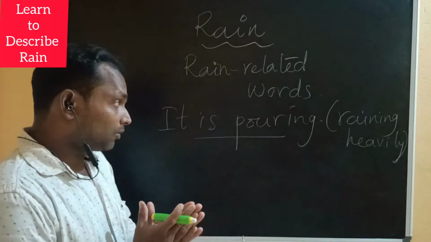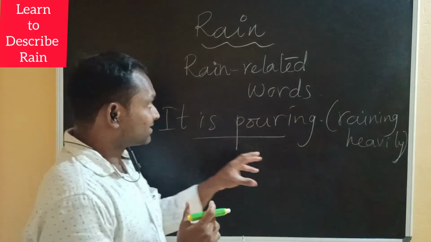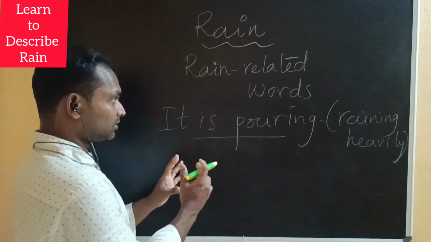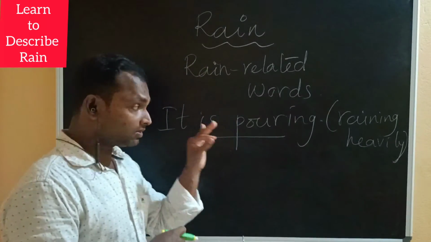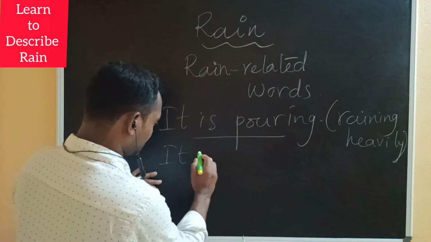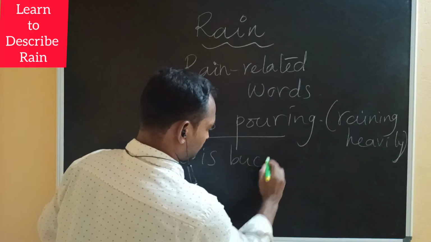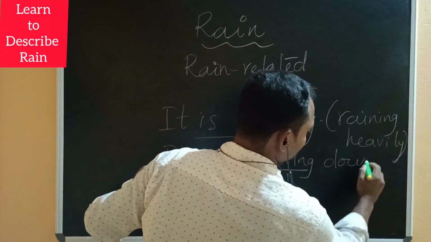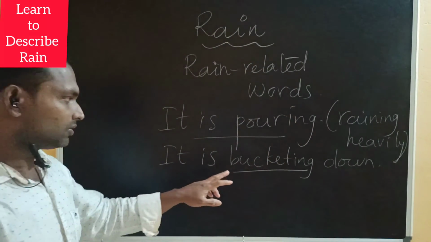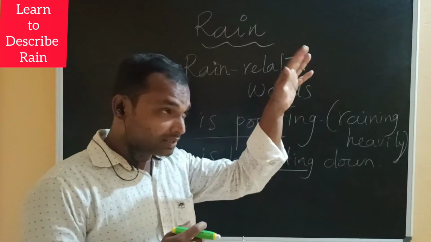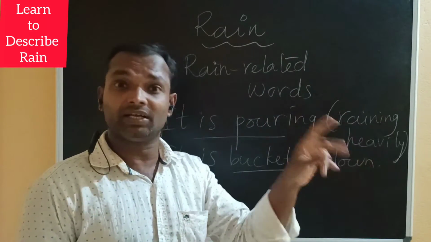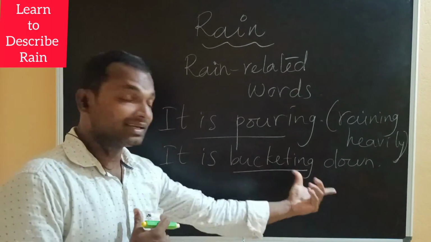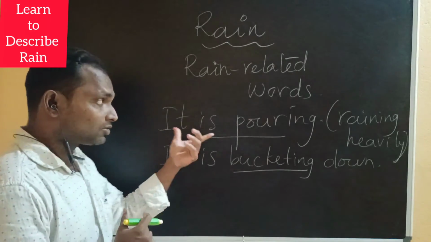So if you want to describe heavy rain, then you can use the adjective, it is pouring. Or we have another idiom. It is bucketing down. So always in continuous tense. Assume that it is raining heavily now. How will you use this new idiom? It is bucketing down.